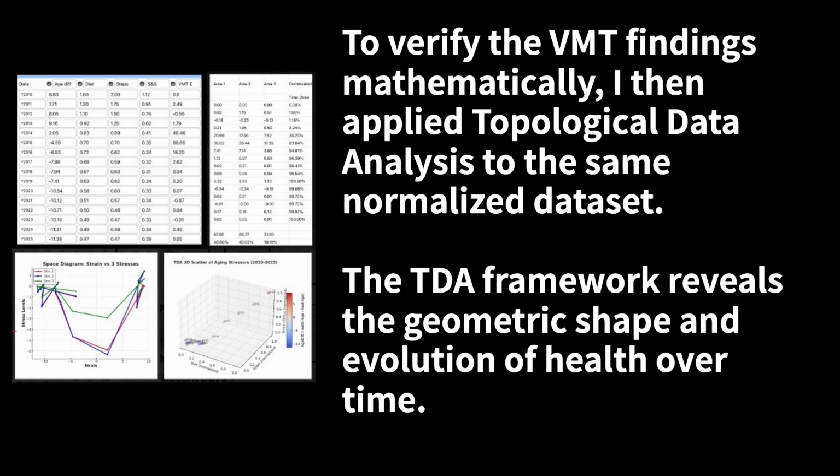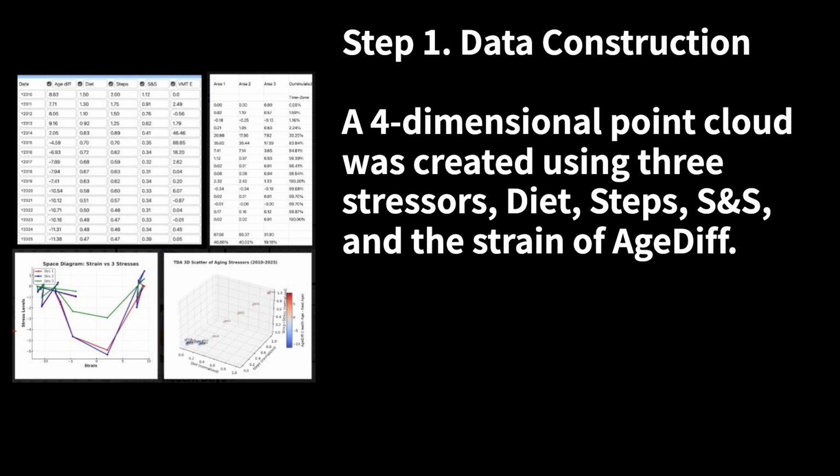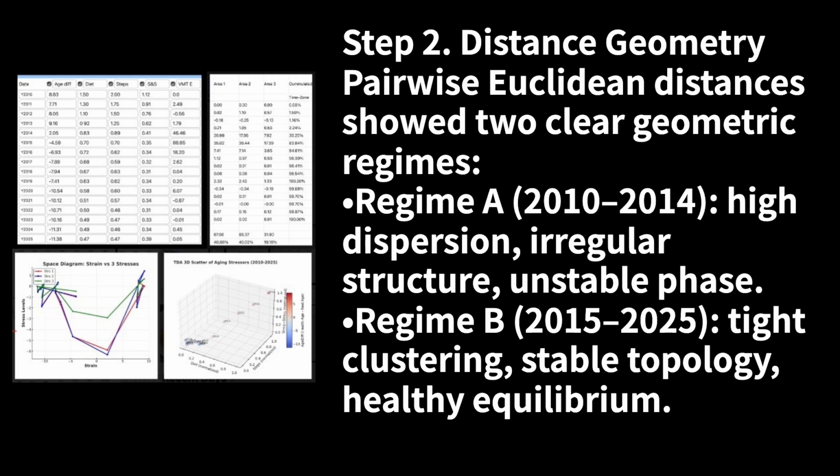To verify the VMT findings mathematically, I then applied topological data analysis to the same normalized dataset. The TDA framework reveals the geometric shape and evolution of health over time. Step 1. Data construction: a four-dimensional point cloud was created using three stressors: diet, steps, S&S, and the strain of age diff. Step 2. Distance geometry.